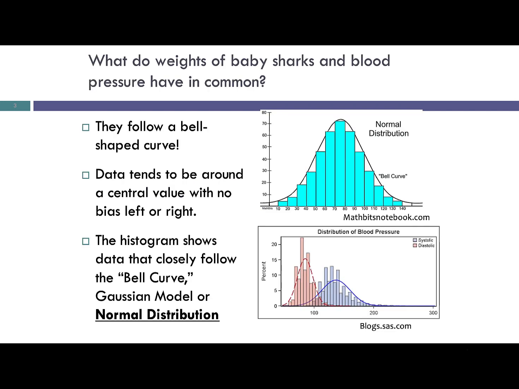So, why the normal distribution? I like this. What do the weights of baby sharks and blood pressure have in common? They follow a bell-shaped curve. Data tends to center around a central value with no bias left or right. These histograms are pictures of data that roughly follows a bell-shaped or Gaussian model or normal distribution. Essentially, normal distributions are just strangely really common.